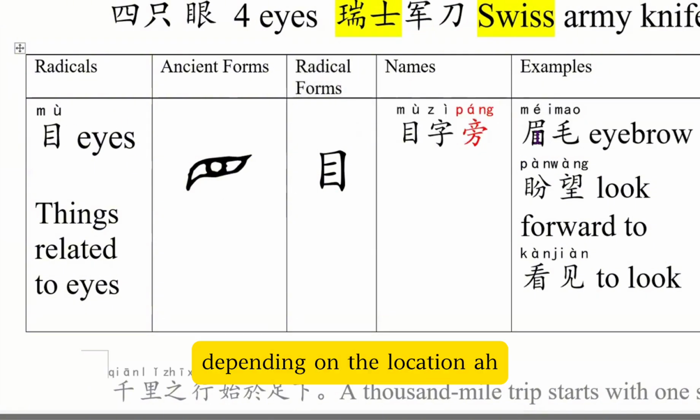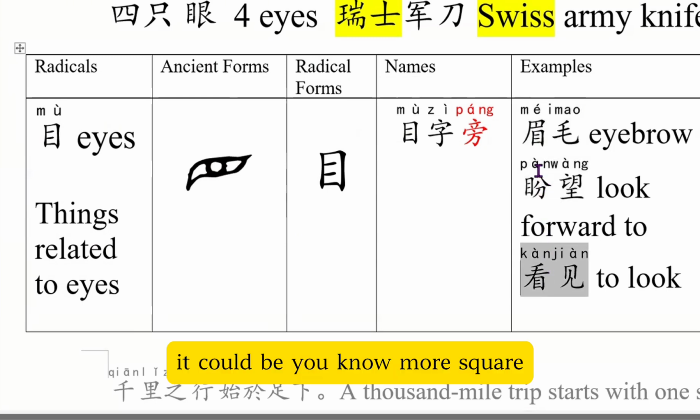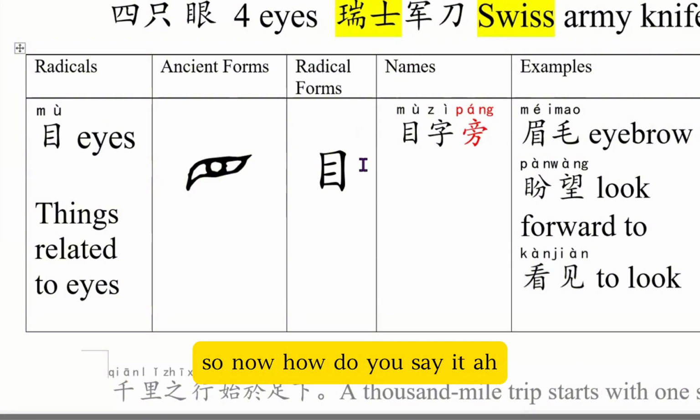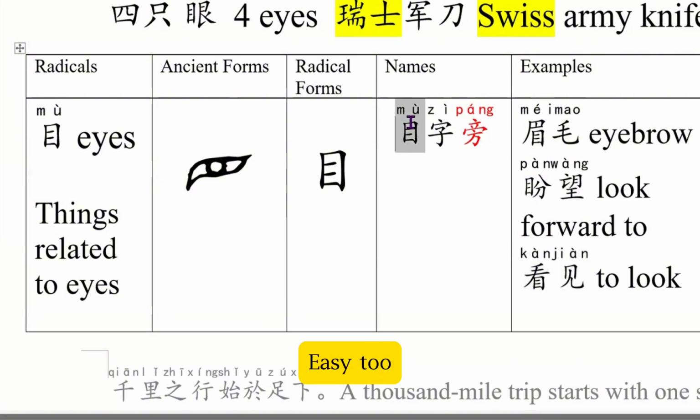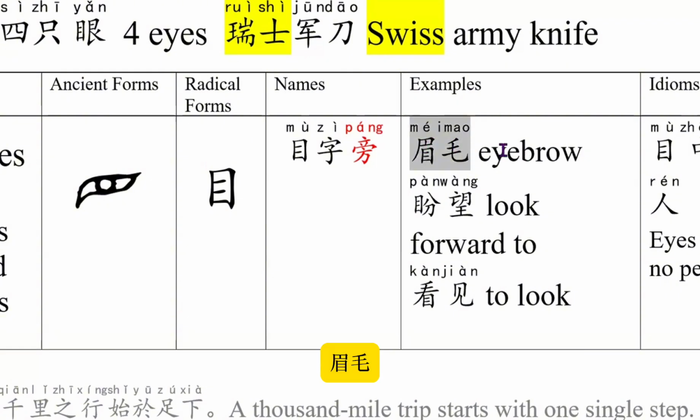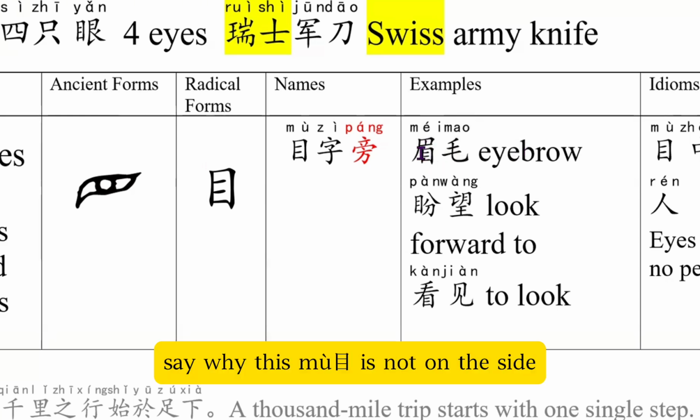But of course, depending on the location in a character, it could be more square, more squished, more fat. So now, how do you say it? This radical is okay, easy too. 目字旁, 目字旁. Let's look at the examples. The first one, 眉毛, 眉毛. 好，那看看你的眉毛. It's very important to look at it. Like why this 目 is not on the side.